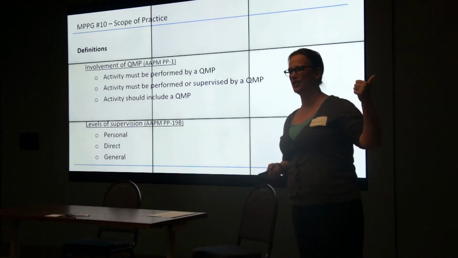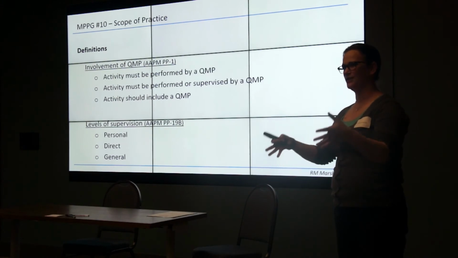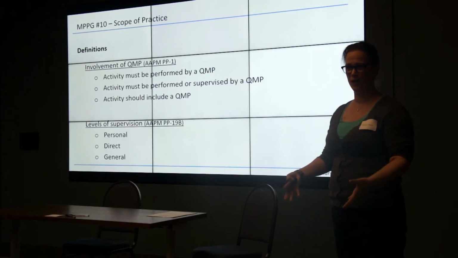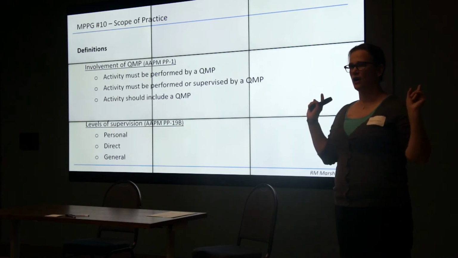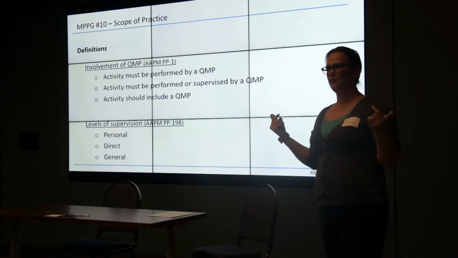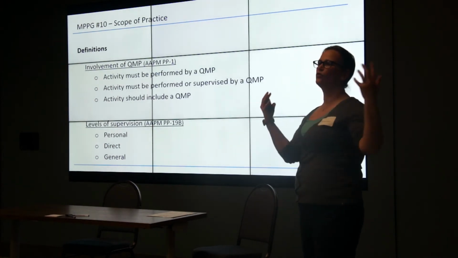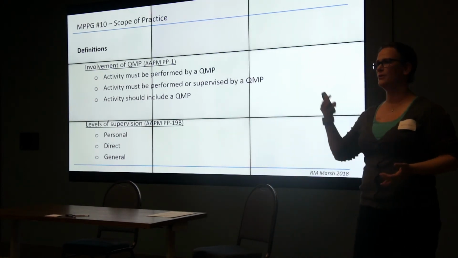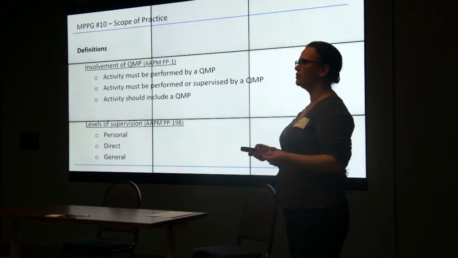Personal, direct, and general. Personal supervision is that you are right there with the person in the room while they're doing whatever it is they're doing. Direct is that you are immediately available. You're supposed to be in the general vicinity, on campus, around, so that if there's a problem, somebody can contact you and you can help them.